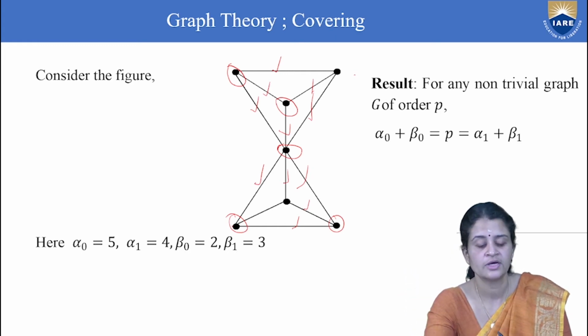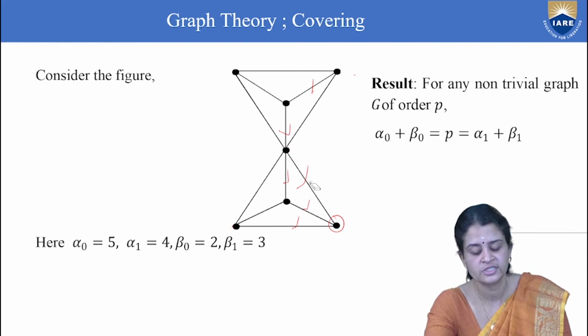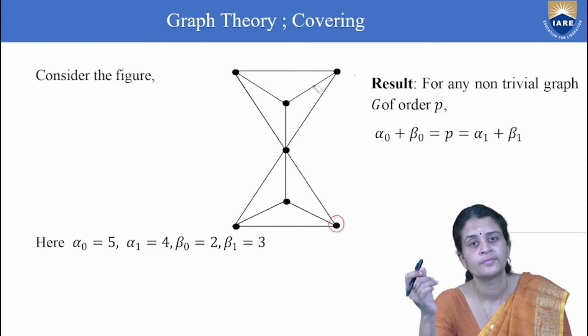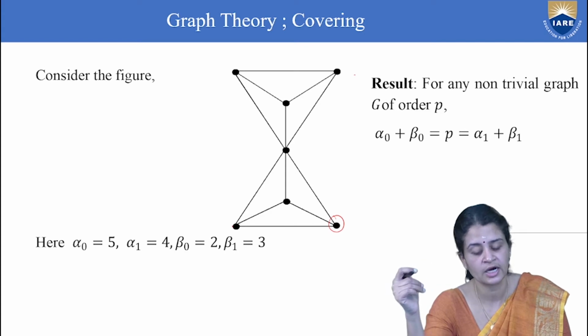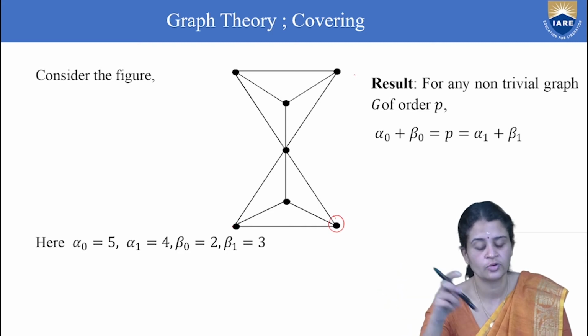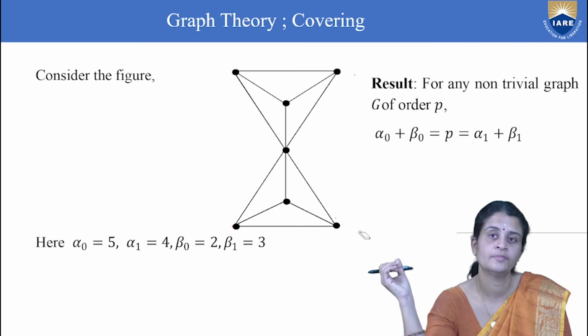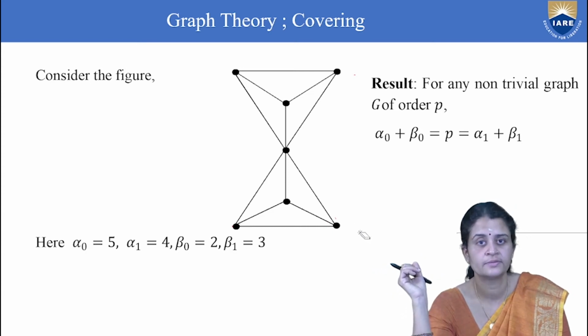Okay. And similarly, what is alpha 1? The minimum number of edges required to cover the complete graph, right? And for this alpha 1, how many edges do I require to cover the complete graph? If I am taking this complete set of edges, how many do I have to take here? I have to take only 4. Which ones am I going to take?